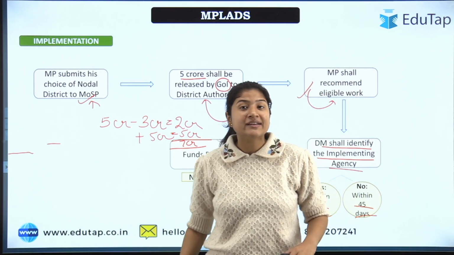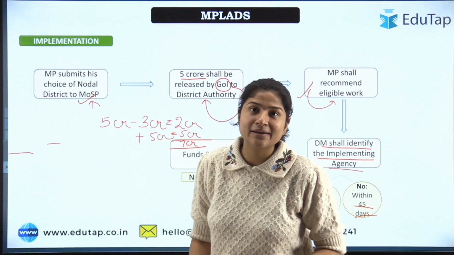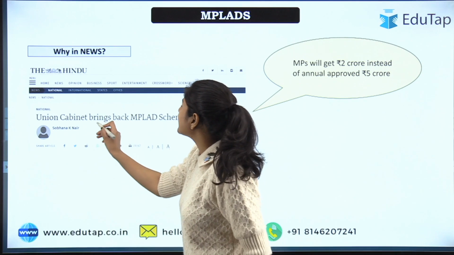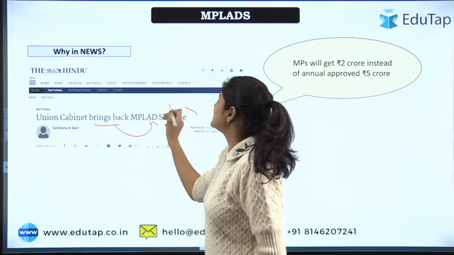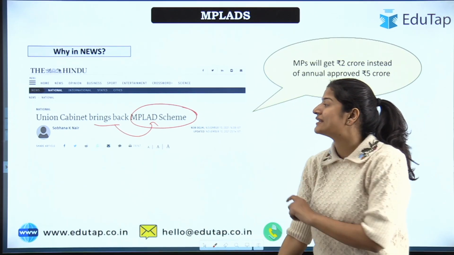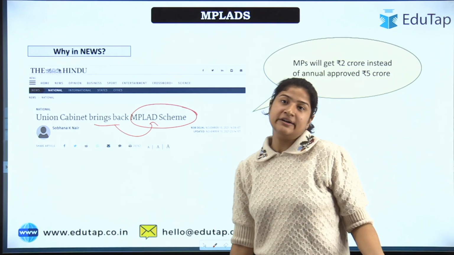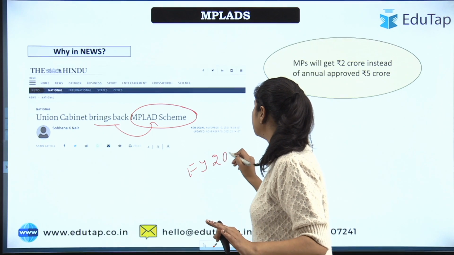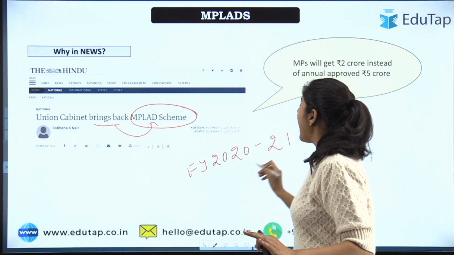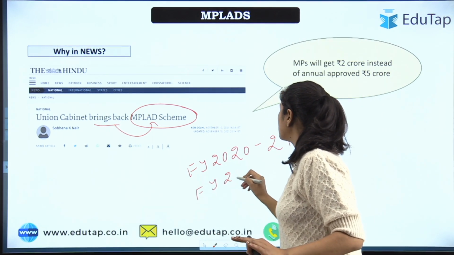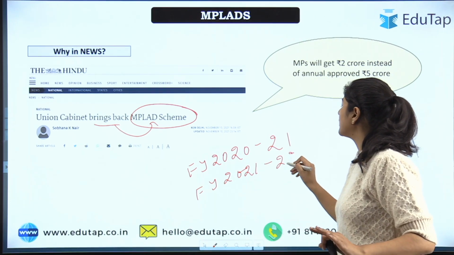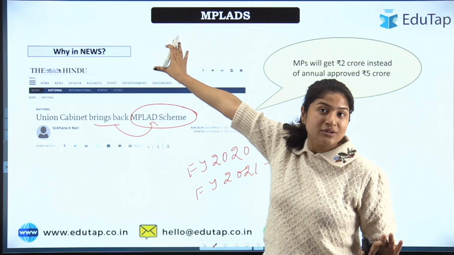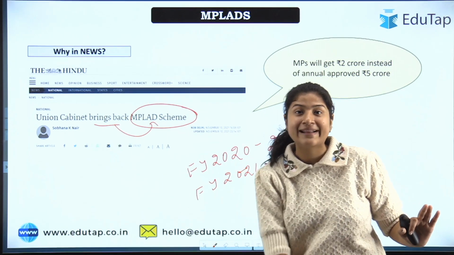Now we will look at why we studied this scheme. There must be something in the news. The news says the Union Cabinet brings back the MPLADS scheme. What does it mean? Due to COVID, for two financial years, 2020-21 and 2021, the scheme was kept on hold. Why? Because the money used under this scheme could be used for COVID relief.